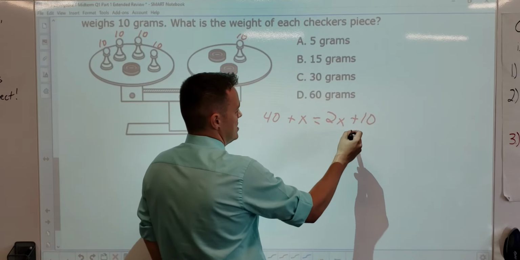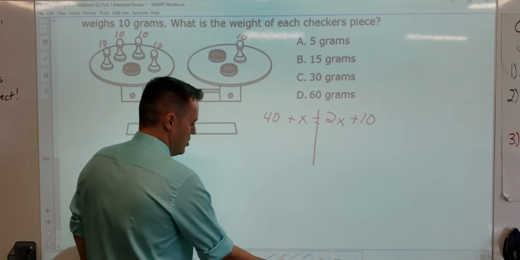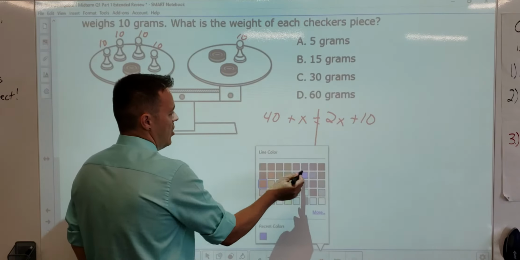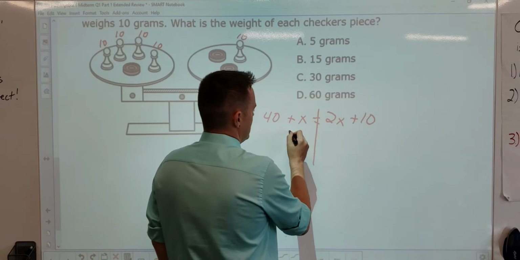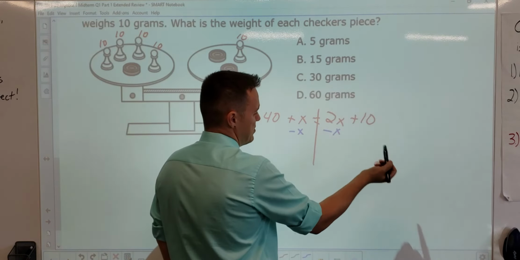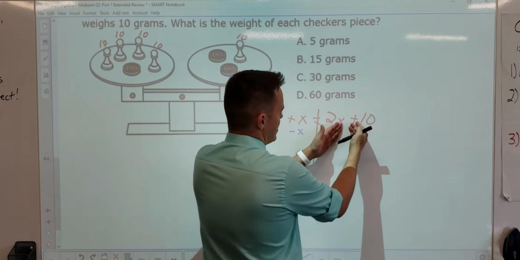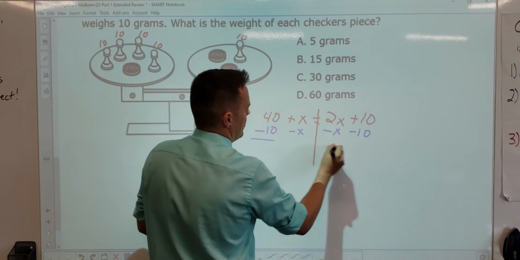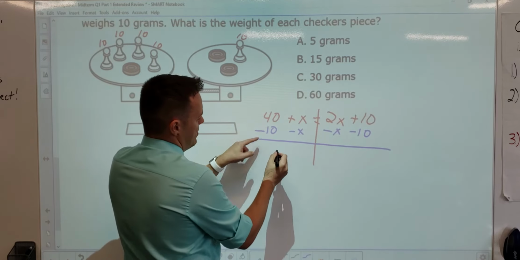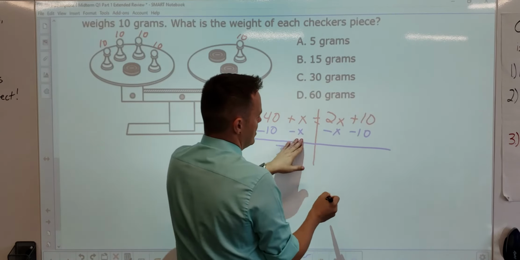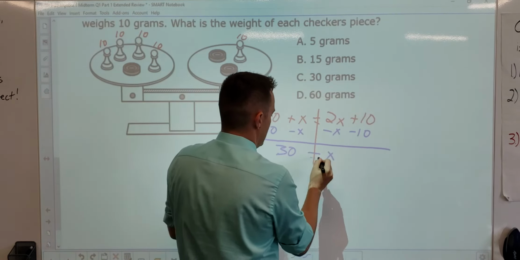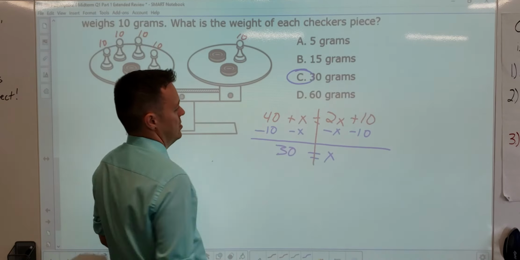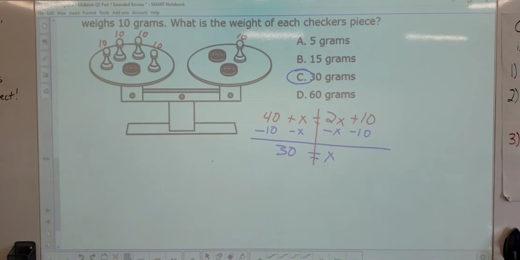So when you're doing this, ladies and gentlemen, you know the drill. It doesn't matter which way you go. I'm going to go left to right on this one. So negative x here, so that way it simplifies that. So if I move this x over here, I've got to move this 10 over to here. If I do that, 40 minus 10 is 30. These cancel out. x equals, make sure you set it up. Label out the pieces if you have to, on a piece of scratch paper.